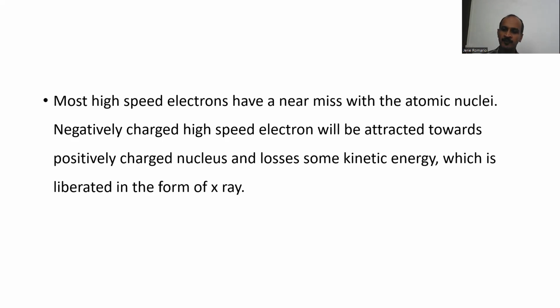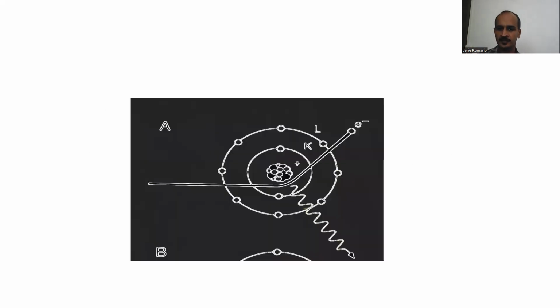And the same thing, a very high-speed electron comes from the cathode, enters the atom, goes near to the nucleus, and all the speed is reduced. A lot of energy goes out as heat, and some energy goes out as X-rays, and a very low energy electron comes out of the atom. And this is called Bremsstrahlung or breaking. So full speed brake is applied and excess kinetic energy is converted into X-rays.